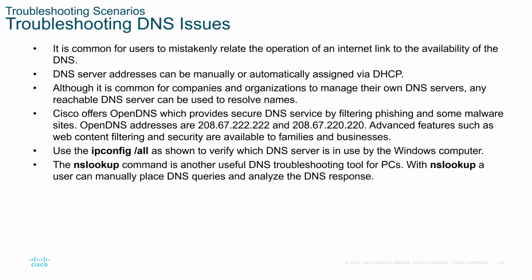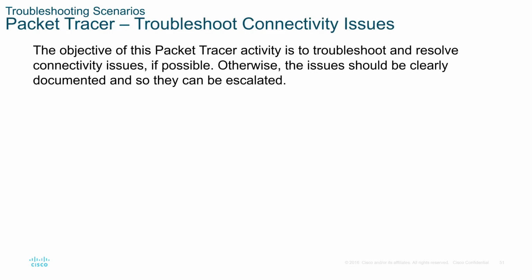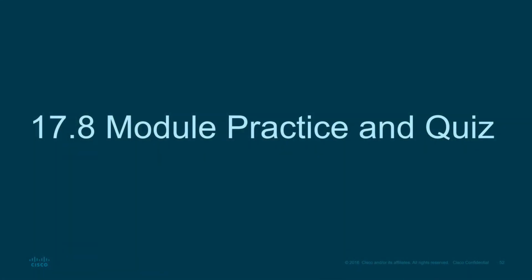We can use the ipconfig /all command as shown to verify which DNS server is used by the Windows computer. We can also use the nslookup command as another useful DNS troubleshooting tool for PCs. With nslookup, a user can manually place DNS queries and analyze the DNS results. This concludes Chapter 17, the last chapter in the Introduction to Networks Cisco Academy course.